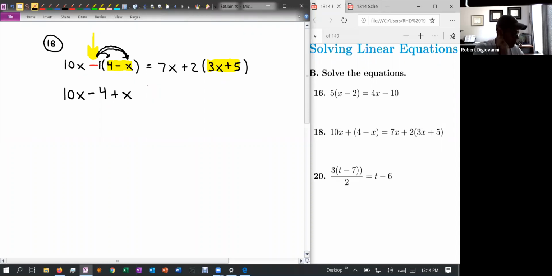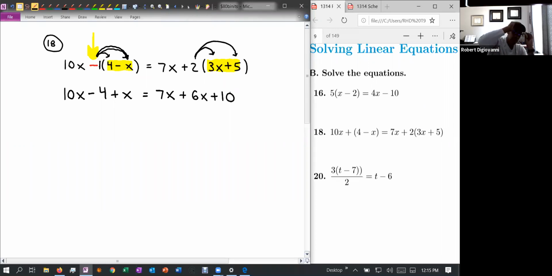And had it been like negative 2 in front, then you would distribute a negative 2 through instead. But if it's just a minus sign, it's implied that it's negative 1. Okay, so here on this one, on the right side, I've got to distribute a positive 2 through to both of those. So that should give me 6x's, then plus 10, because 2 times 5 is 10.